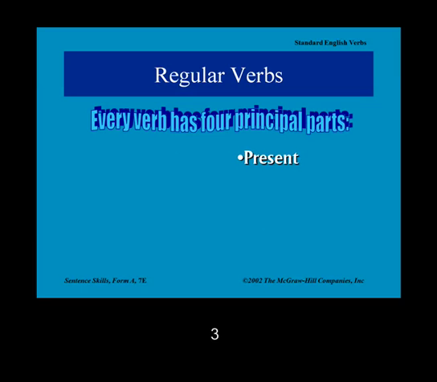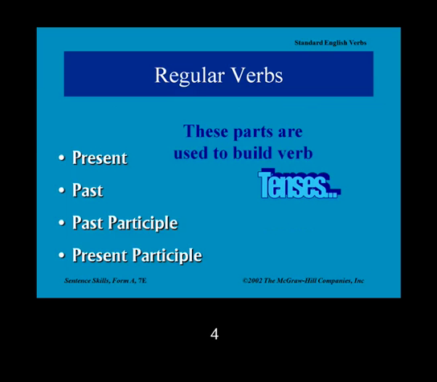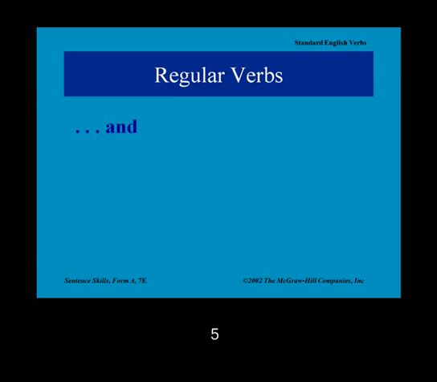Verbs have parts, forms, the way they look, and there are four of them, four principal parts, including the present, the past participle, and the present participle. Now, what can be confusing here is that these are forms of the verb, the way we spell the verb, but we're not talking about time right now. Right now, we're just talking about the way we spell those verbs. They're the parts that we use to build verb tenses and to show time.